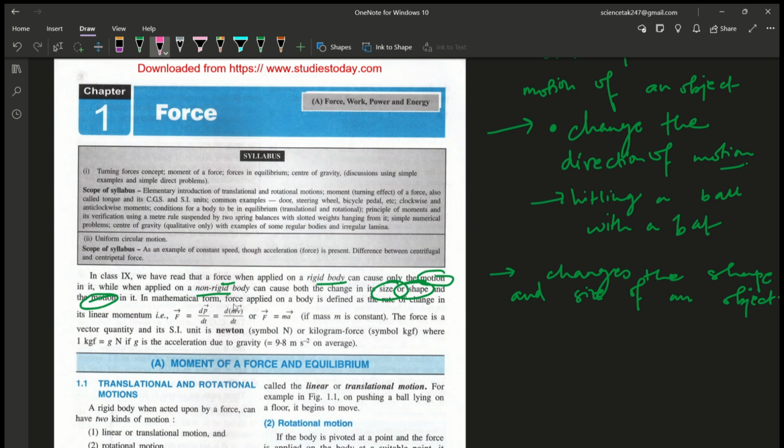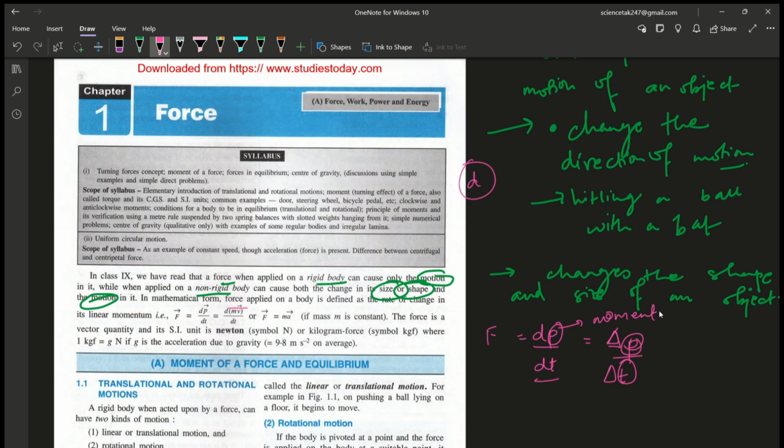Now, talking about force in mathematical form, force is supposed to be dp by dt. Now, one would ask, what is d here? It is nothing but delta p by delta t. If there is a small change in p or small change in t or any other physical quantity, we write that change as small d. Now dp by dt. Okay, now what is p here? P is momentum.